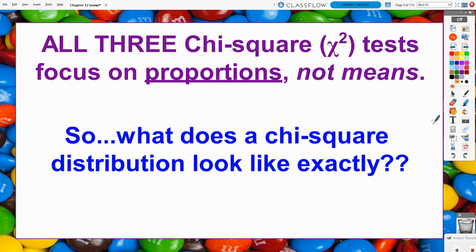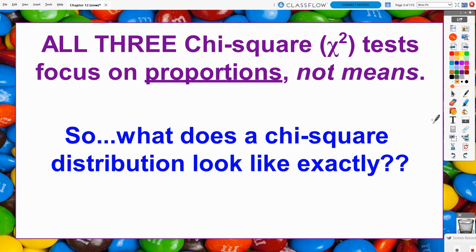Now, all three chi-square tests have something in common. They focus on proportions specifically, not means. So I know last chapter we were hypothesizing about means, about one sample, two samples, paired samples. But we are now going to switch gears back to proportions. Though we're not really going to see proportions, we are going to be talking about counts, which can be converted into proportions out of our total sample size.